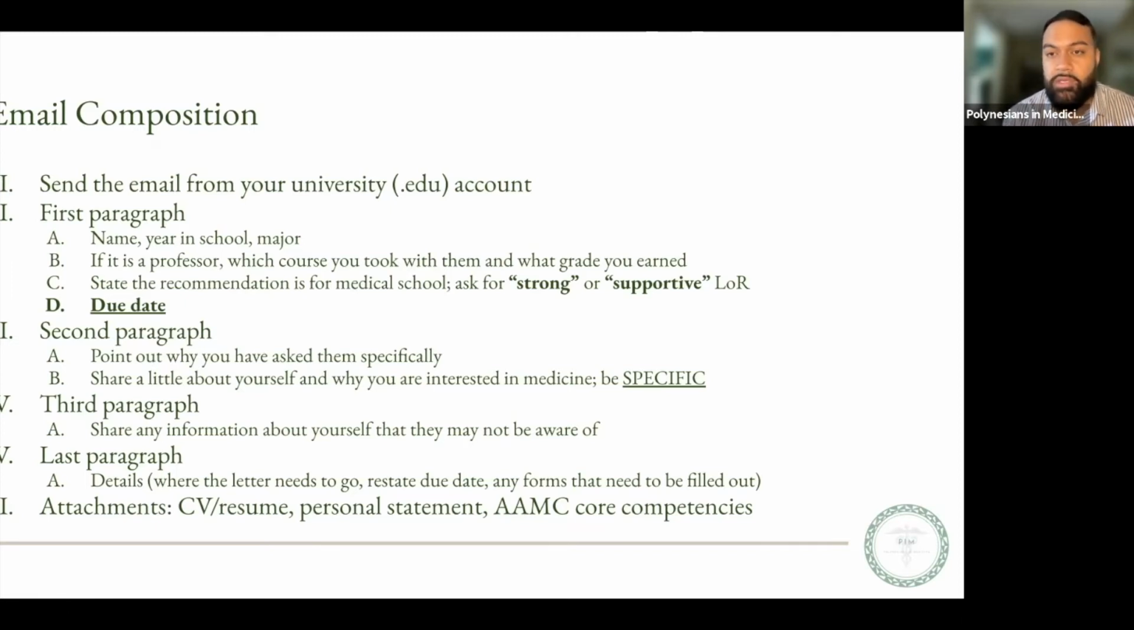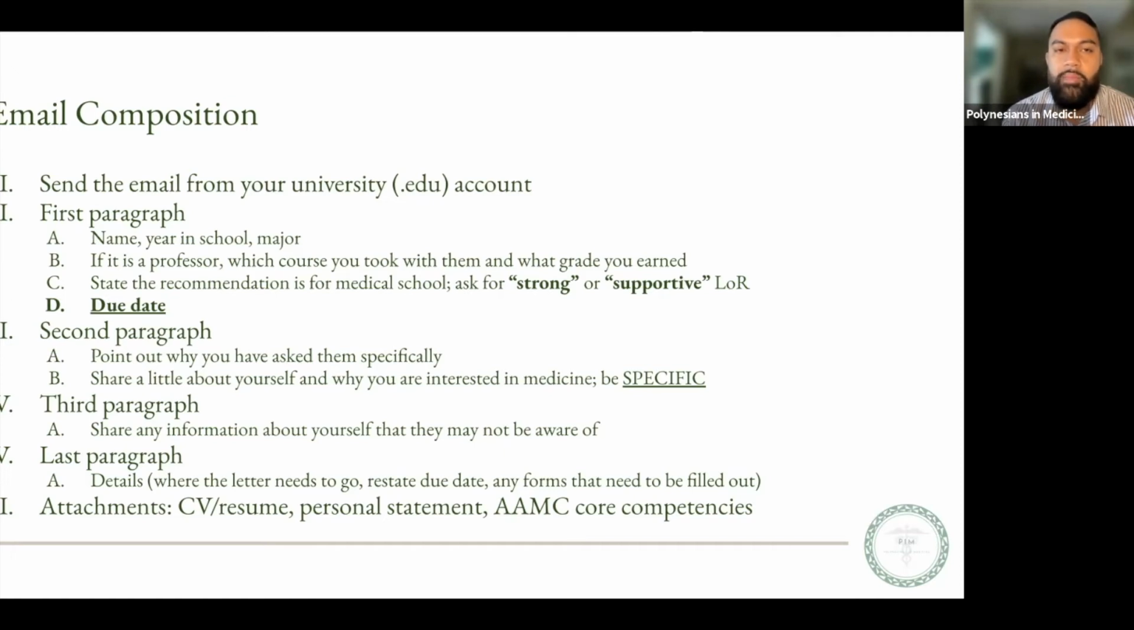And if it's a professor you're requesting the letter from, make sure you include what course you took and what grade you earned in their course, just so that it refreshes their memory. And then also make sure that you state the purpose of your letter. So in this case, you're asking them for a letter of recommendation because you're applying to medical school.